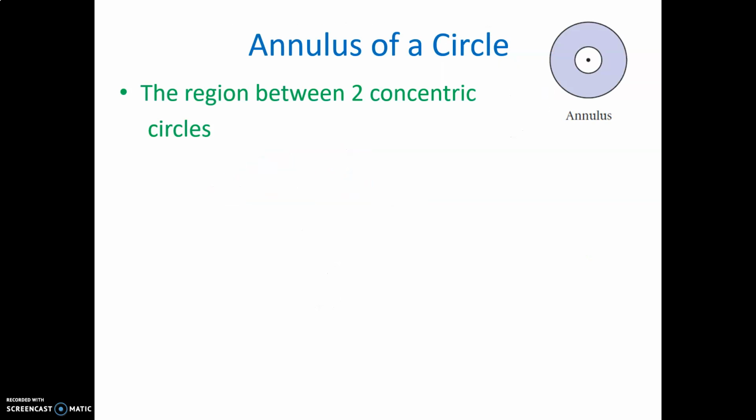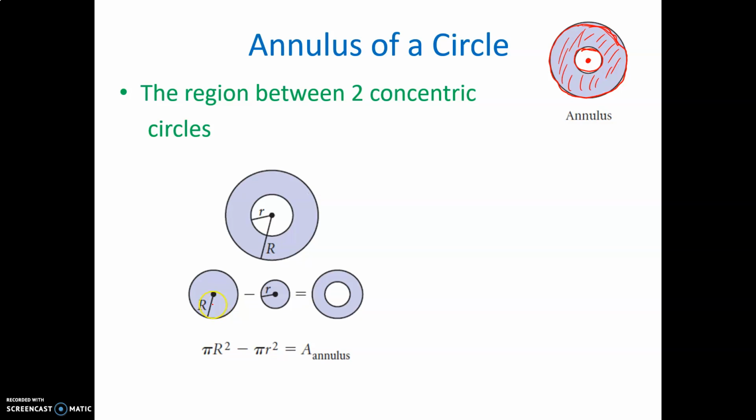And our third formula for today is the annulus of the circle. It is the region between two concentric circles. Concentric are circles that have the same center. So this is a concentric circle with this one. They both have the same center. And the region between those two is the annulus. So it's a ring.